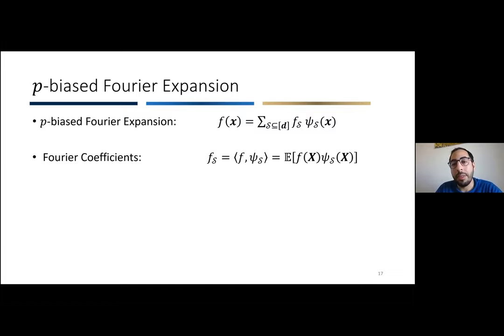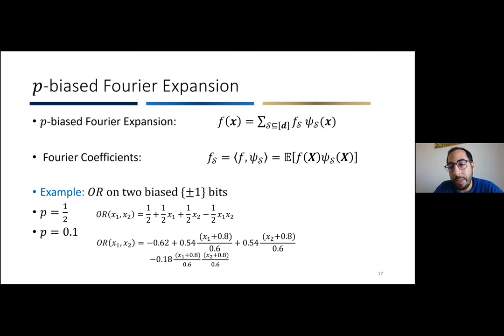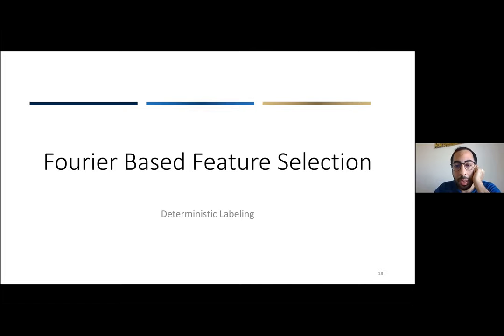And then we have the p-bias Fourier coefficients. The only difference with the regular one is that now we are taking the expectation as the inner product. If you look at the R function, now if you take p equal to 1/2, we get the previous Fourier expansion decomposition. But if you take a different p, we get a different expansion in terms of the parities. And it's not difficult to check that the two functions on the right-hand side are equal to each other, but they are in different forms now. So this was for Fourier expansion.